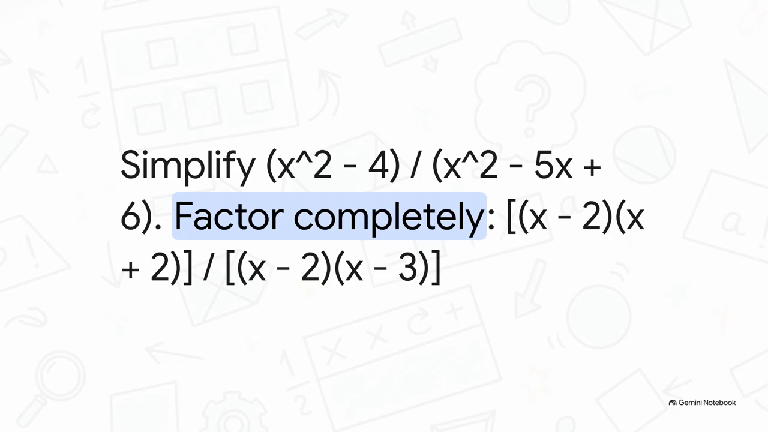Now the bottom is a quadratic trinomial, which takes a tiny bit of mental math. We need 2 numbers that multiply to positive 6. Actually, wait, those same 2 numbers also have to add up to negative 5. Let's think through that. Positive 2 and 3 multiply to 6, but they add to positive 5, so that's a no-go. What about negative 2 and negative 3? Let's see, negative 2 times negative 3 is positive 6, and negative 2 plus negative 3 is exactly negative 5. Perfect, hit the nail on the head. Therefore, our bottom factors into x minus 2 times x minus 3.